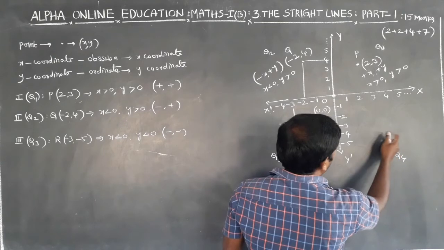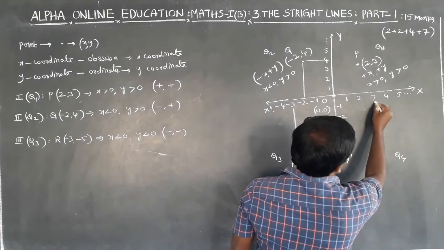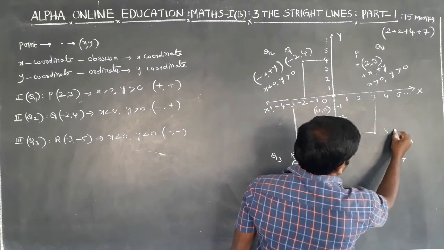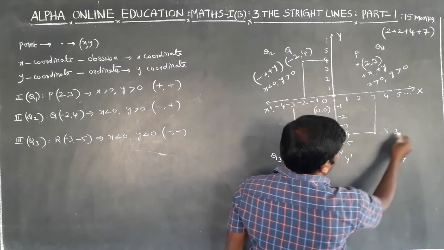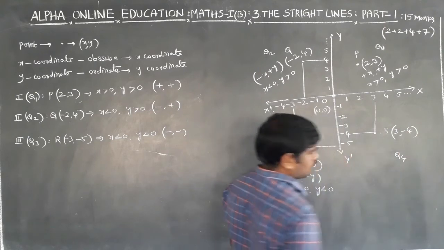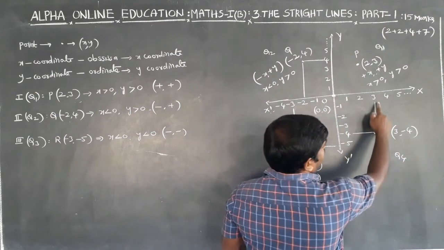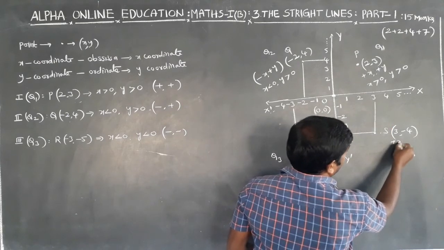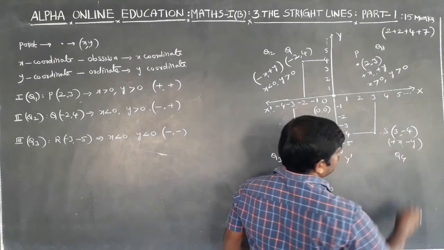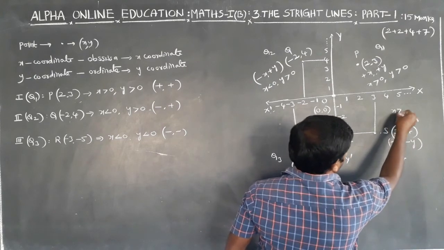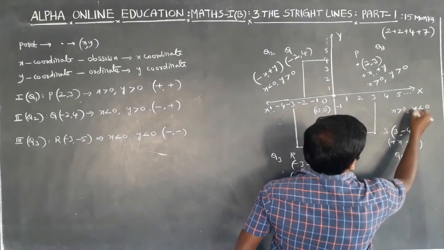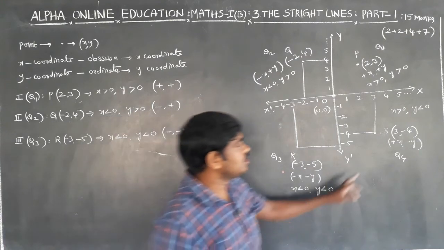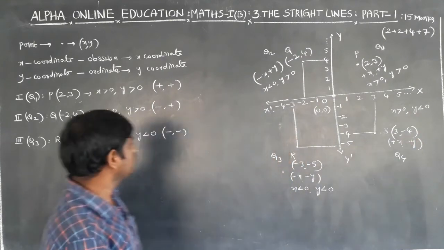In the fourth quadrant, this is the point: x value 3, y value -4. This is the point with x coordinate 3, y coordinate -4. X is positive, y is negative. That means x is greater than 0, y is less than 0.